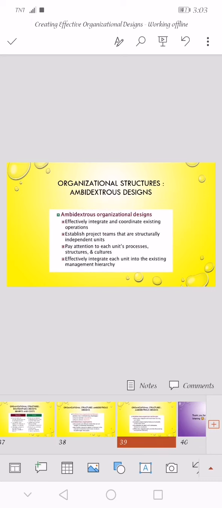Organizational structure, ambidextrous designs. Ambidextrous organizational designs, first, effectively integrate and coordinate existing operations. Second, establish project teams that are structurally independent units. Third, pay attention to each unit's processes, structures, and cultures. Fourth, effectively integrate each unit into the existing management hierarchy.